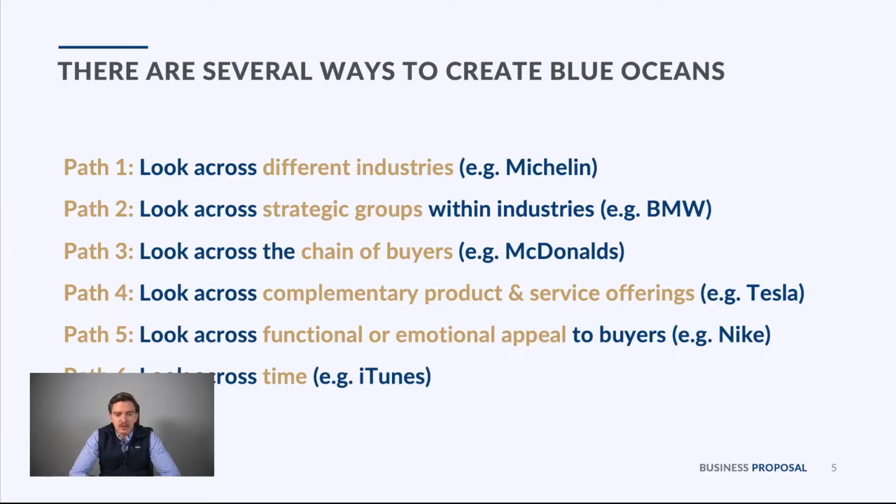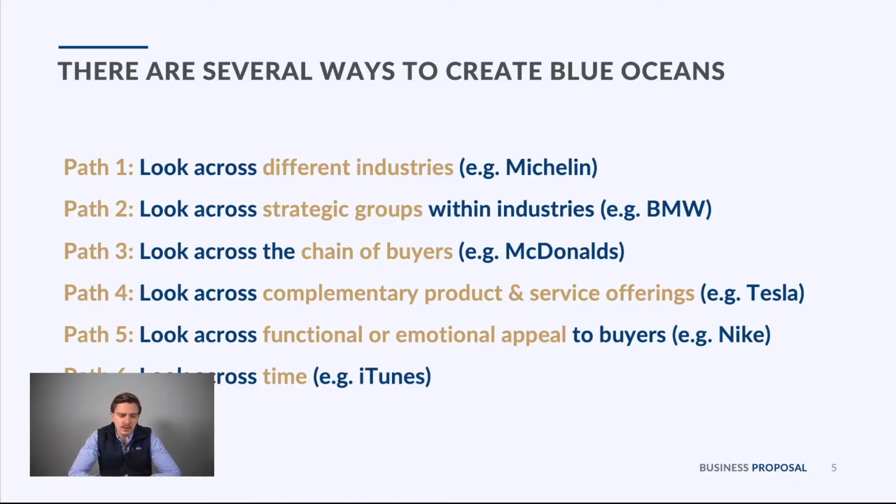Path number 4 is that you look across complementary product or service offerings. What comes to my mind here is that you take a look again at the automotive industry. So Tesla, for example, is a car, almost like every other car. But what they did was that they were the first car that was a performing car in the electric market. So this is an additional product attribute that they introduced to the market. And as you know, they have been very, very successful with it.